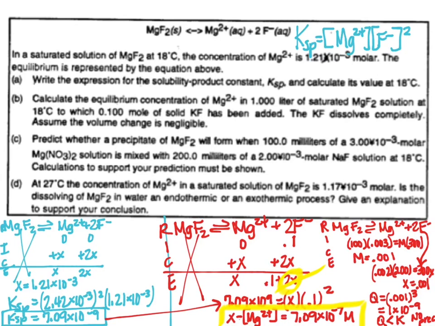And our very last one does not add calculations. At 27 degrees, so we were at 18 degrees, now we've gone to 27 degrees. At 18 degrees, our solubility was 1.2 times 10 to the minus 3. Now, when we go up to 27 degrees, our solubility goes to 1.17 times 10 to the minus 3. Is the dissolving of MgF2 in water an endothermic or exothermic process? Give an explanation to support your conclusion.